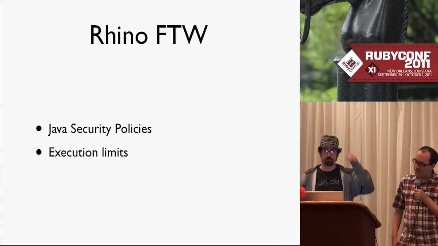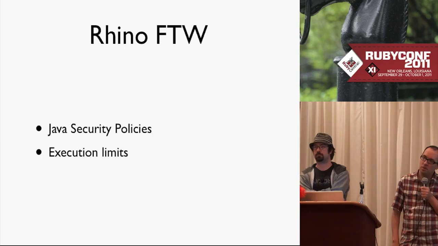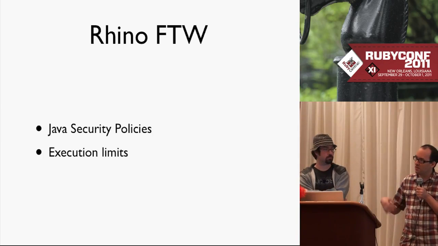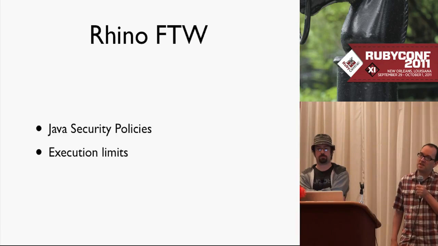Rhino for the win. Because it runs on Java, you can set up a Java security policy and restrict their ability to call out to those various APIs like executing processes. But even more interestingly, Rhino has capabilities for monitoring the execution of JavaScript itself.